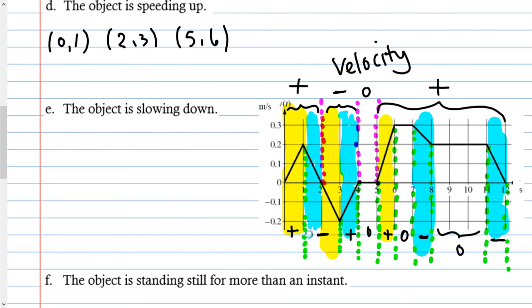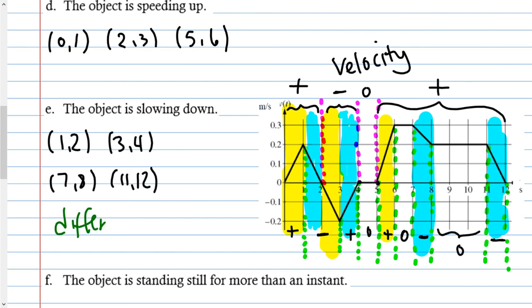So basically from 1 to 2, and then from 3 to 4, from 7 to 8, and from 11 to 12. So again, what did I focus on? Different signs, right? Because that tells me slowing down. And then same signs up here, because that tells me speeding up.